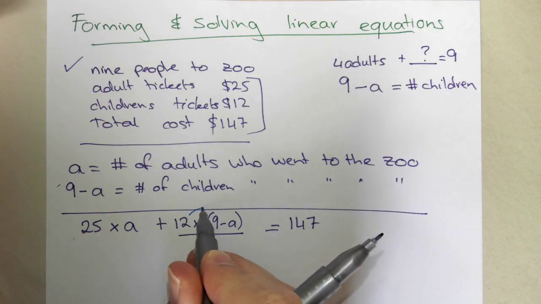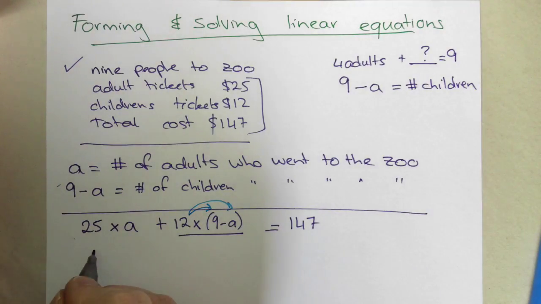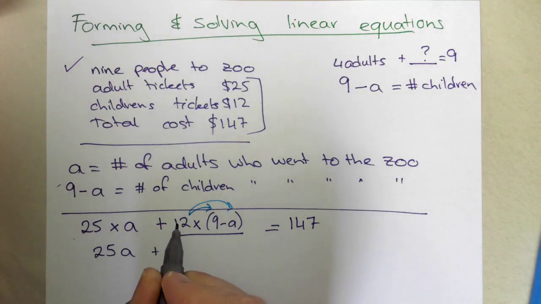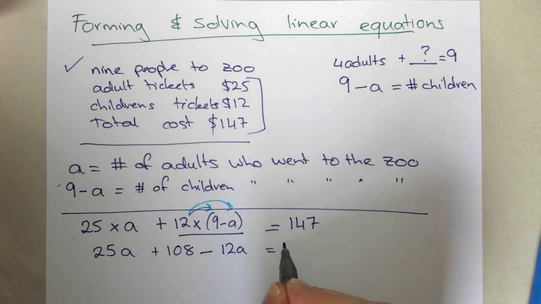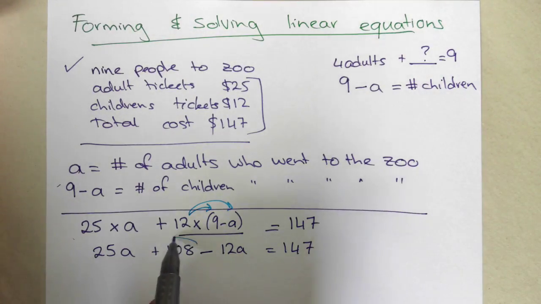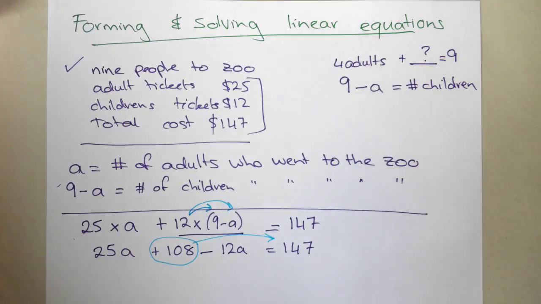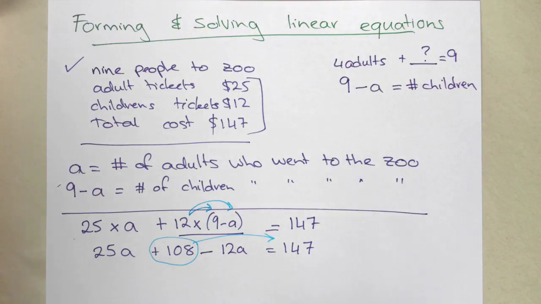So I've got some brackets here, so we want to multiply that 12 by both the pieces inside it. So we're going to have 25a plus, now 12 times 9 is 108, take away 12 times a is equal to 147. Now in order to solve, we want all the variables on one side and all the numbers on the other. So the 25a will stay there, the 108 is a number, so that's got to go to the other side. The 12a is a letter, so that's going to stay, and the 147 is already on the right side.